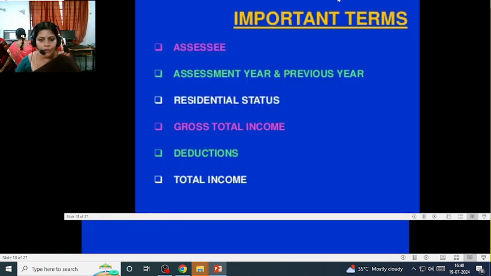So now we are going to see the important terms. First one is assessee. Next one is assessment year and previous year. Third one is residential status. Fourth one is gross total income. Fifth one is deduction, and the sixth one is total income.